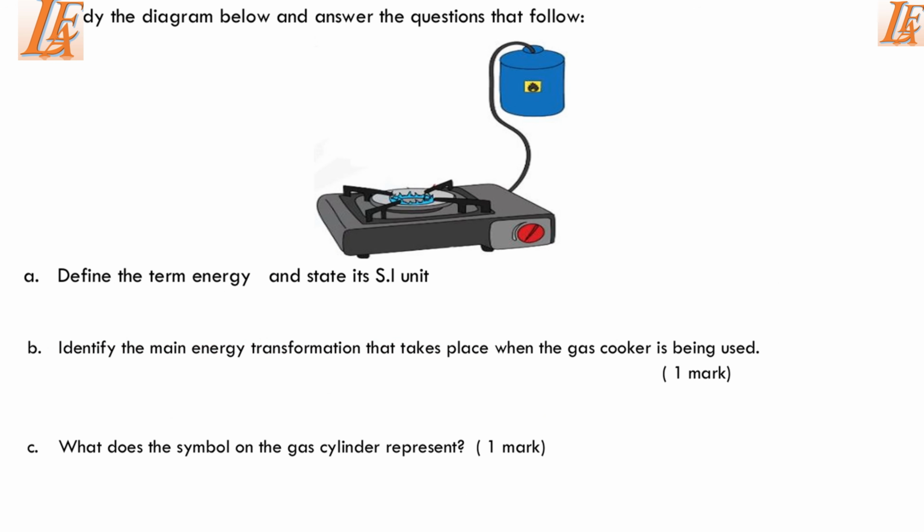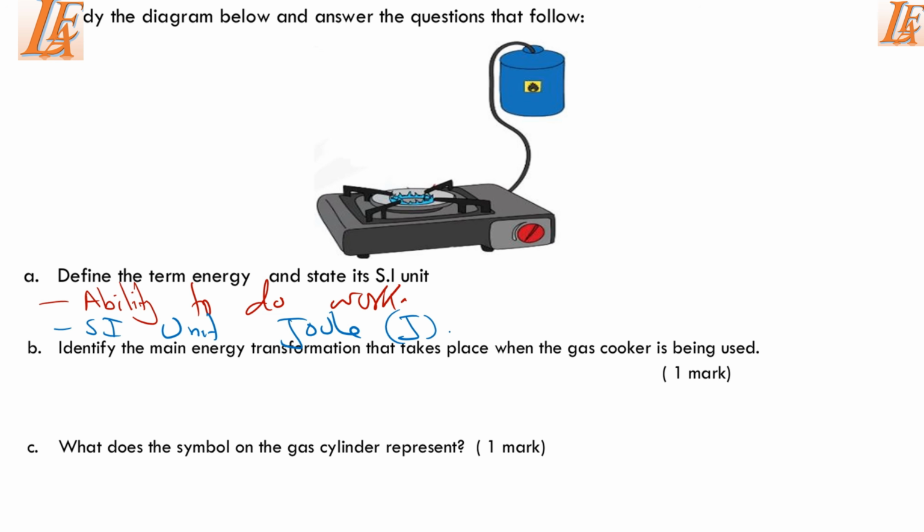Question 36, study the diagram below and answer the questions that follow. So in this case, you can see the diagram that we have on the screen. Then the first question is, define the term energy and state its SI unit. So in this case, the term energy is defined as the ability to do work. The SI unit for energy is joule, which is given a simple capital J.